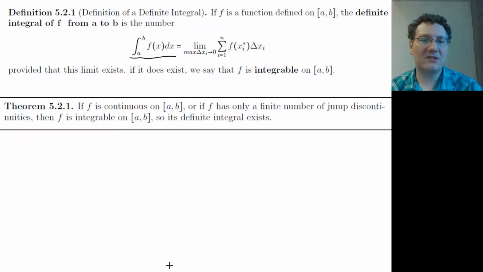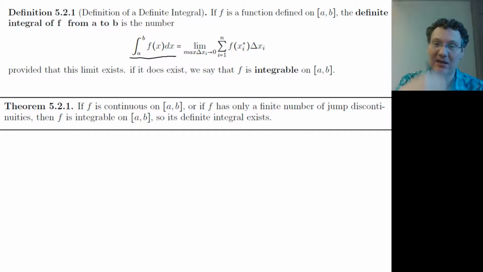As long as the function is continuous on this interval, or if the function has only a finite number of jump discontinuities, not infinite discontinuities, then the function is integrable on this interval from A to B. So this is what we're looking for. If it's continuous on the entire interval, or if it has some discontinuities, but there are only a finite number of them and they're jump discontinuities, then the integral is going to exist.